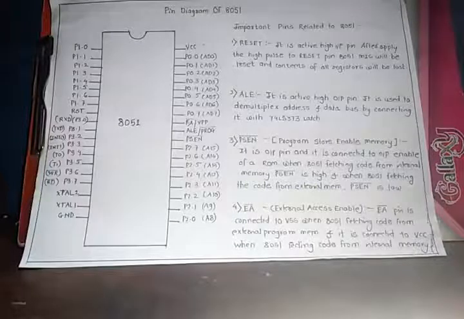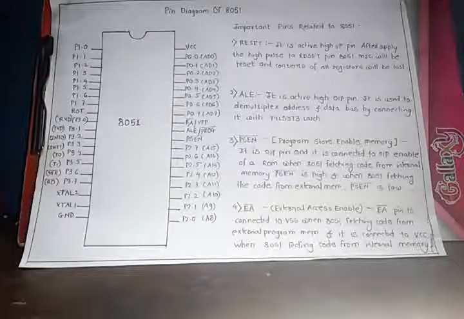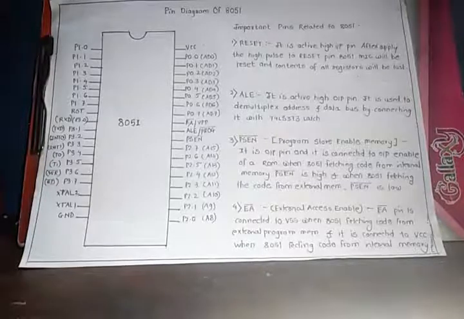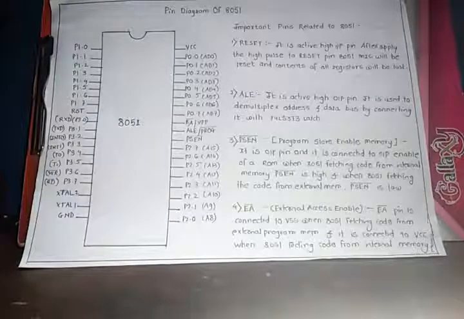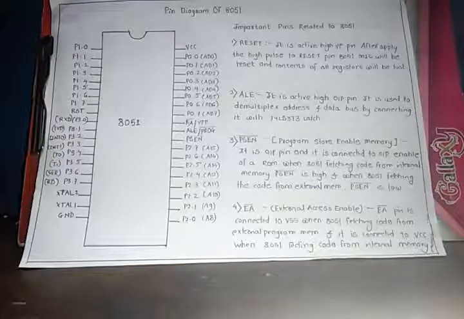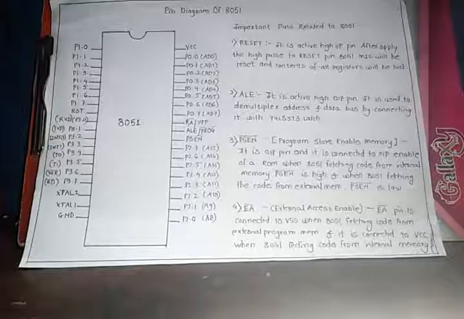Then port 3, it is an 8-bit port. It is an input-output port. It does not need any external pull-up resistor. Port 3 has alternate functions such as shown in the diagram. That is RxD, TxD, interrupt 0, interrupt 1, timer 0, timer 1, read bar, write bar, etc.